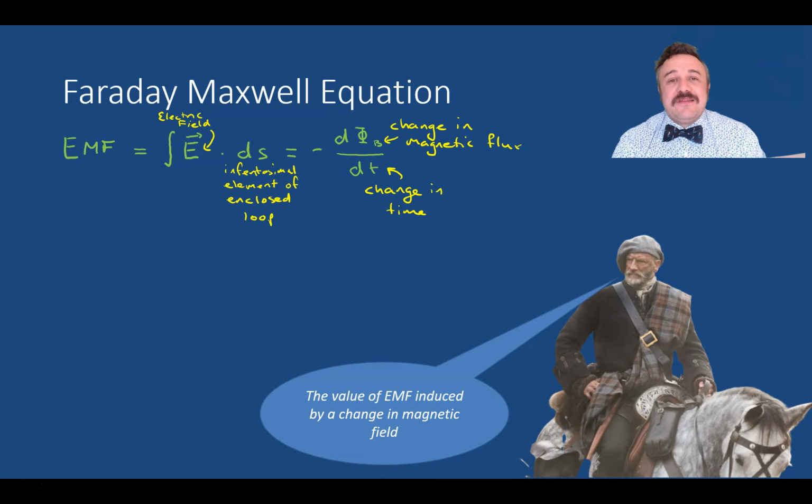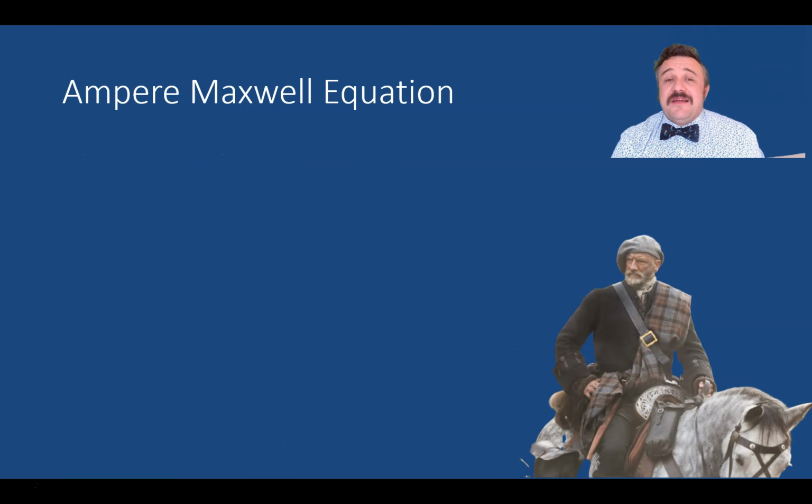Now, one of the things is that James Clerk Maxwell understood symmetry. We see how the two Gauss equations are related. If a change in magnetic field creates an electric field, he understands that it's likely to go the other way as well. And that's where the Ampere-Maxwell equation comes in.